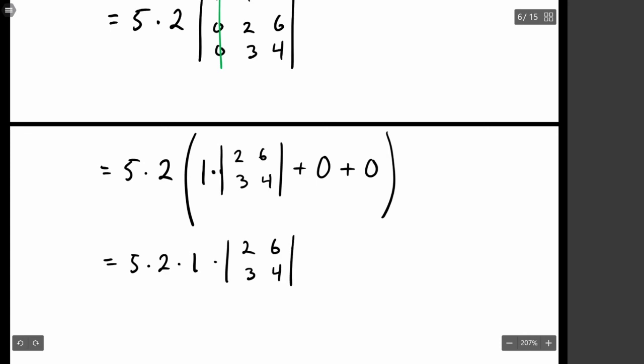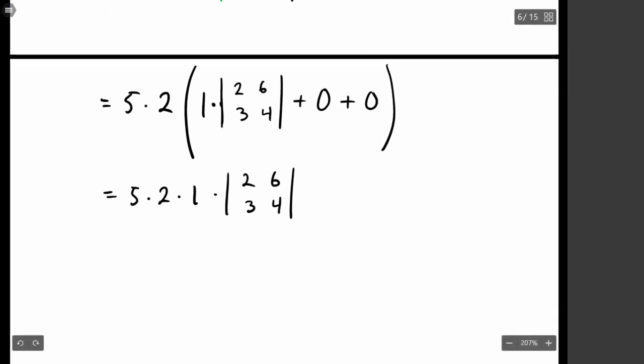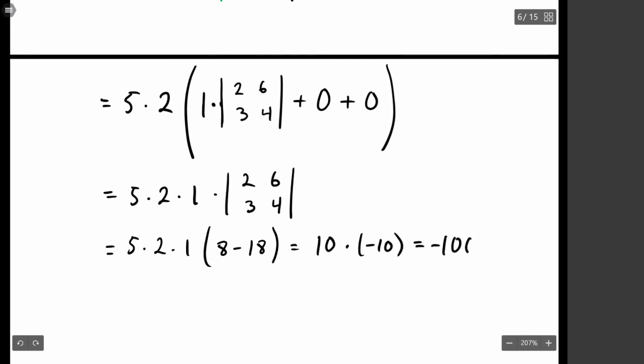Right? Now, once we're down to a 2 by 2, there's no point in doing any expansion anymore. This is just a simple multiplication. So we have 5 times 2 times 1 times 2 times 4, which is 8, and then minus 3 times 6, which is 18. So this is 10 times minus 10, so negative 100.